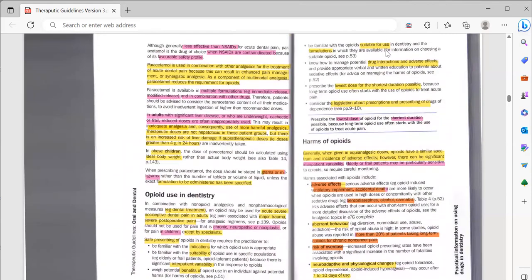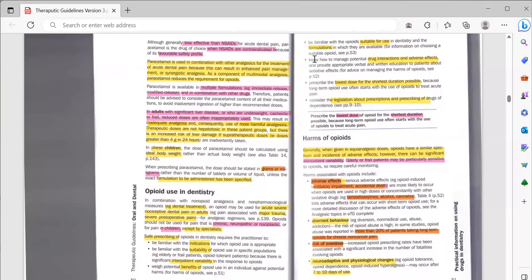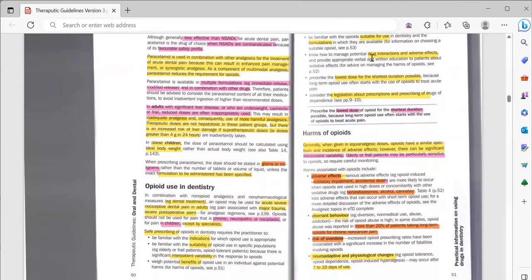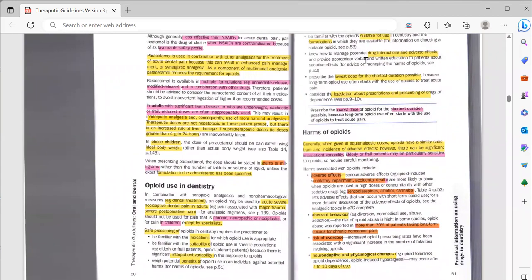Be familiar with the opiates suitable for use in dentistry and the formulation, because in dentistry we commonly only prescribe oxycodone. You should be familiar with that dose as well, because previously we were prescribing codeine, but now it is stated that there is no need to prescribe codeine to the patient. Then know how to manage any adverse reaction or drug interaction that occurs. You should be able to manage it.